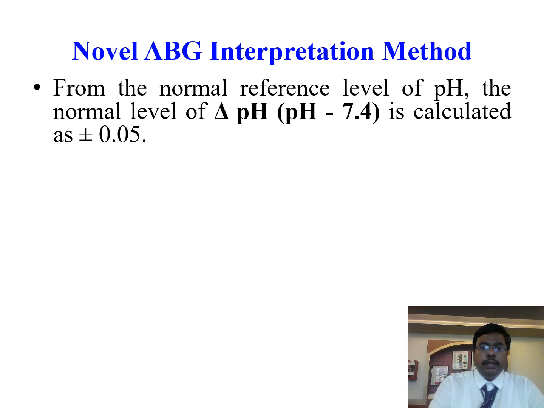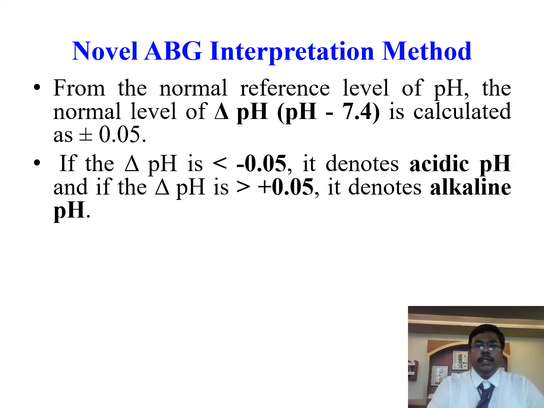Novel ABG interpretation method. From the normal reference level of pH, the normal level of delta pH is calculated as plus or minus 0.05. So normal arterial blood pH is from 7.35 to 7.45. So delta pH is pH minus 7.4. So using this relationship, the normal delta pH is calculated as from minus 0.05 to plus 0.05. If the delta pH is less than minus 0.05, it denotes acidic pH, and if the delta pH is more than plus 0.05, it denotes alkaline pH.